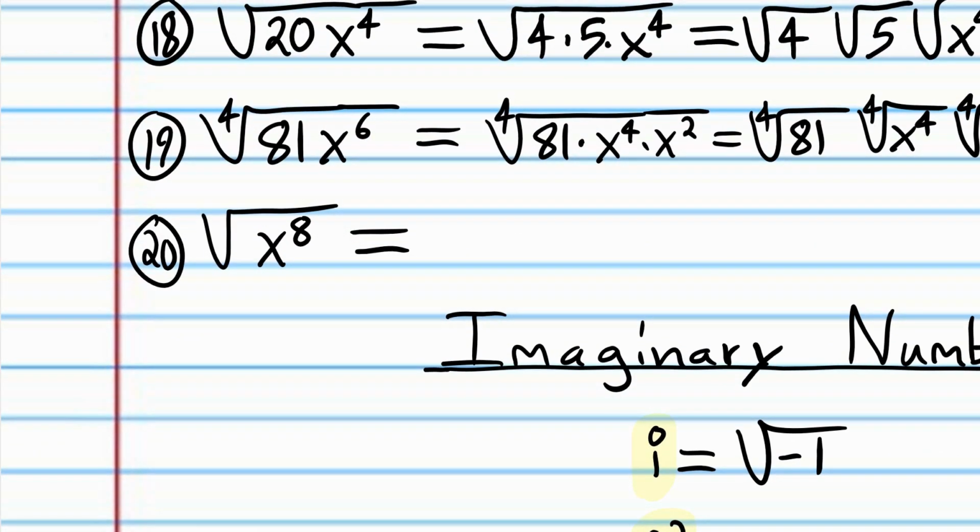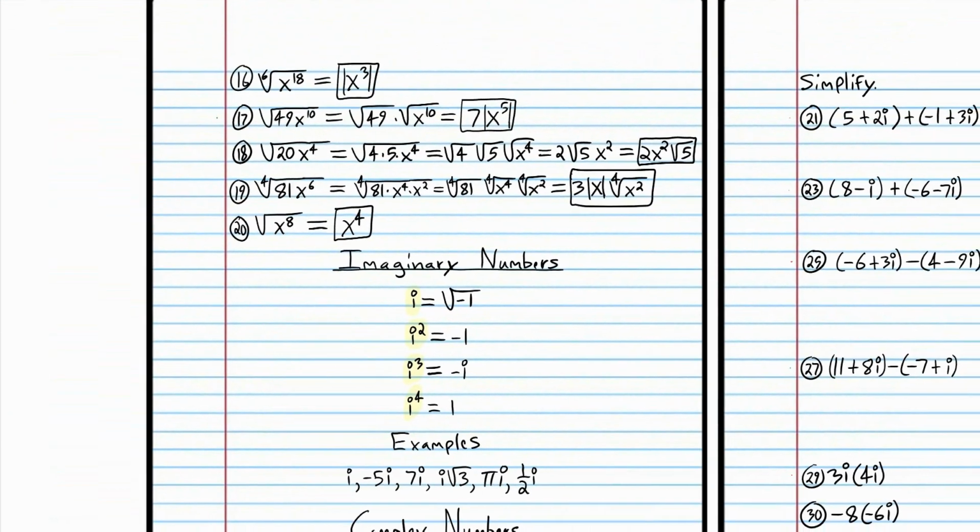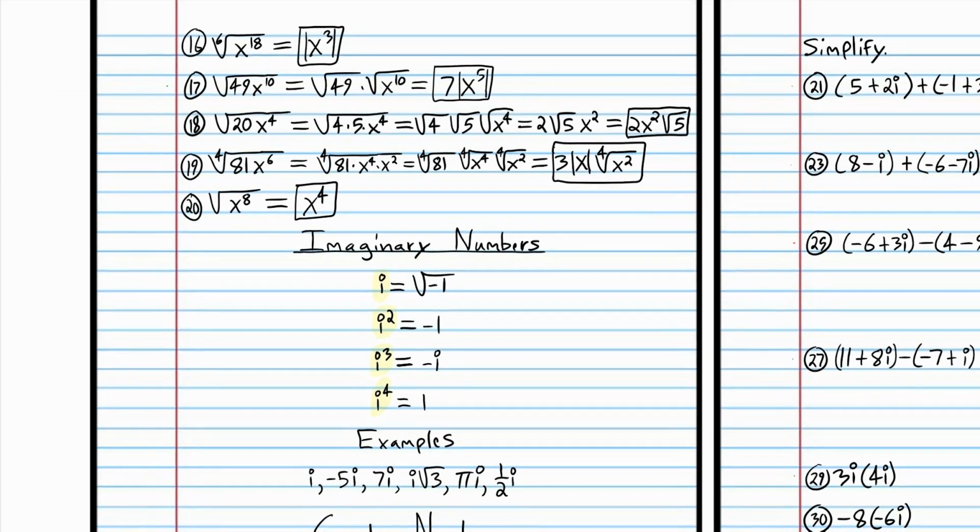All right, we're back. So this is an even index, so we're going to have to worry about absolute values. And so we just take the power of the radicand, divide by the index. 8 divided by 2 is 4, so we have x to the 4th, but this power is even, so even if x is negative, it's going to change it to a positive. So if you got that answer, good job. We don't need absolute values on number 20.